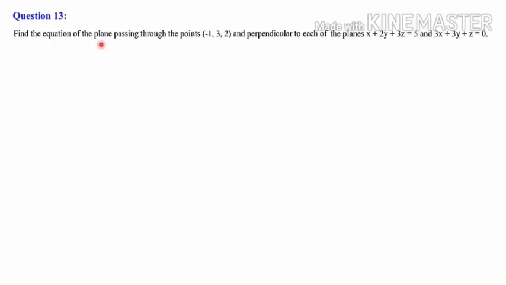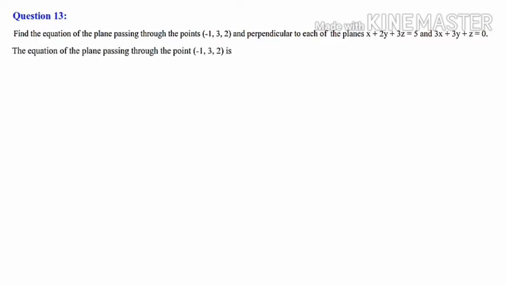Next we shall discuss question number 13. Question is, find the equation of the plane passing through the point minus 1, 3, 2 and perpendicular to each of the planes x plus 2y plus 3z is equal to 5 and 3x plus 3y plus z is equal to 0. Let's go through the question once again. We are asked to find the equation of the plane passing through the point minus 1, 3, 2 and perpendicular to these two planes, that is x plus 2y plus 3z is equal to 5, 3x plus 3y plus z is equal to 0.